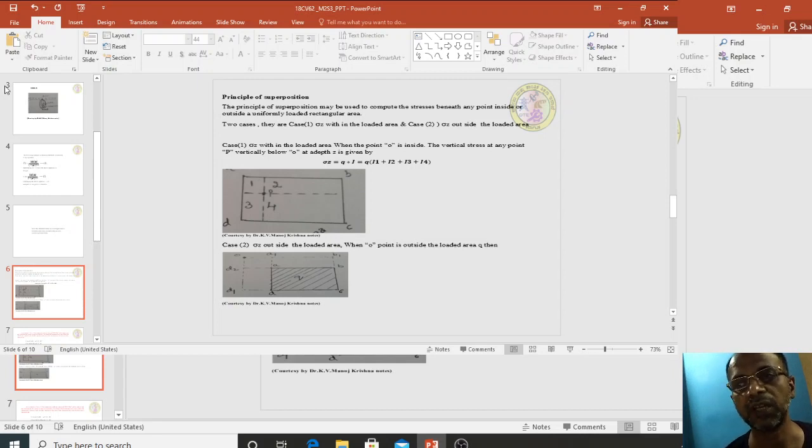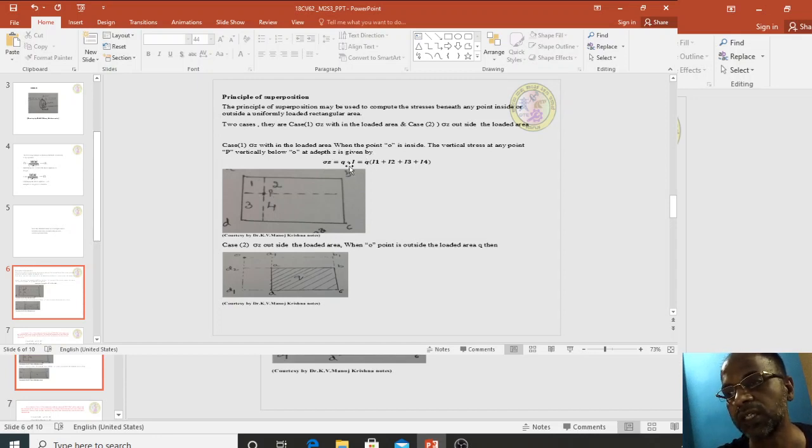The principle of superposition may be used to compute the stresses beneath any point inside or outside the uniformly loaded rectangular area. So there are two cases: case 1, sigma z within the loaded area, and case 2, sigma z outside the loaded area. Case 1, when sigma z is within the loaded area, when the point O, which I have written as P inside, then the vertical stress at any point P vertically below O. So below O is P at any depth Z.